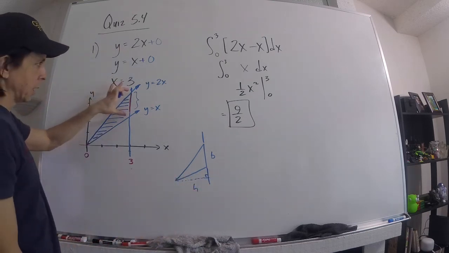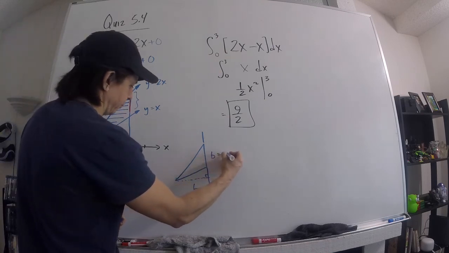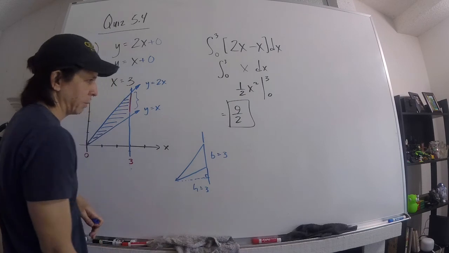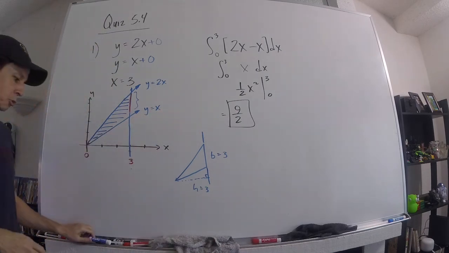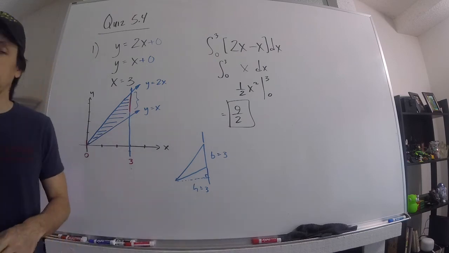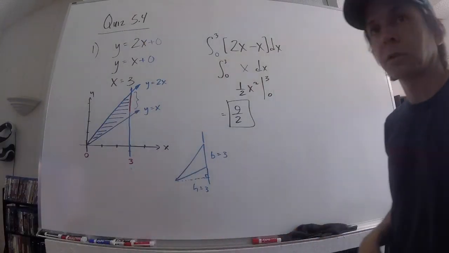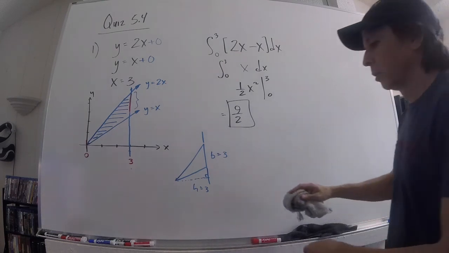Your base would be whatever that difference is for 3. It'd be 6 and 3, so it'd be 3. Half base times height, 9/2. So it is a triangular region, so you could do geometry, but they don't want you to. They want you to get a feel for setting up integrals. You're definitely not going to be able to do geometry for the next one, because the next one is bounded by the curves. Let me write it up.